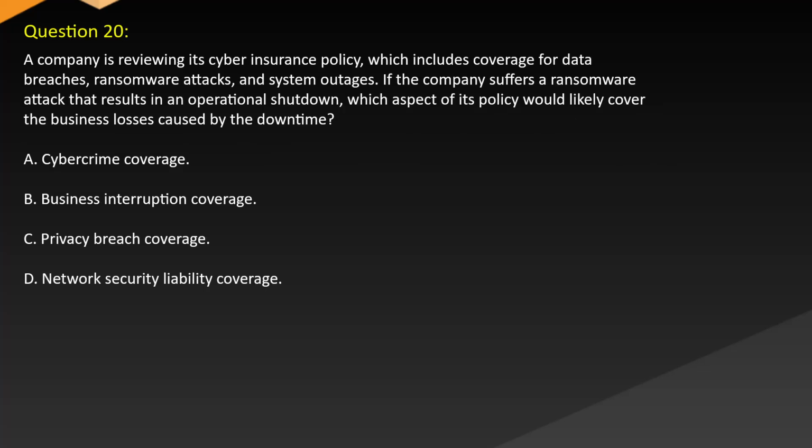Question 20. A company is reviewing its cyber insurance policy, which includes coverage for data breaches, ransomware attacks, and system outages. If the company suffers a ransomware attack that results in an operational shutdown, which aspect of its policy would likely cover the business losses caused by the downtime? A. Cybercrime coverage. B. Business interruption coverage. C. Privacy breach coverage. D. Network security liability coverage.